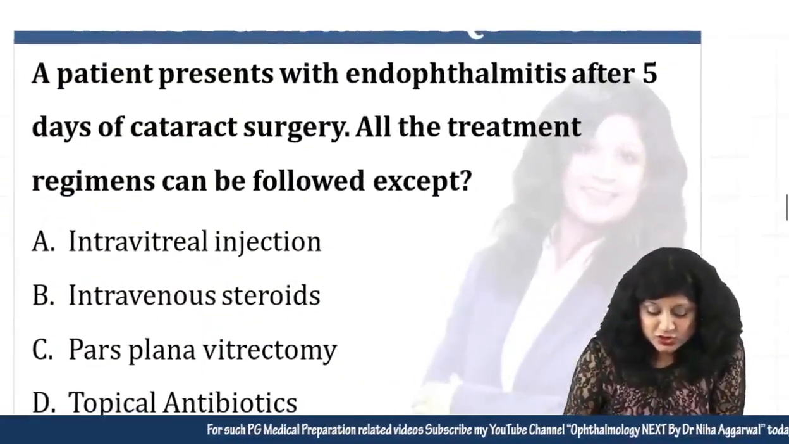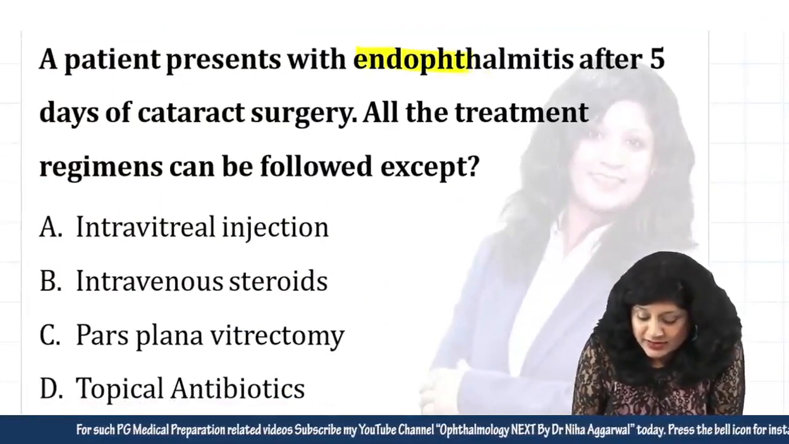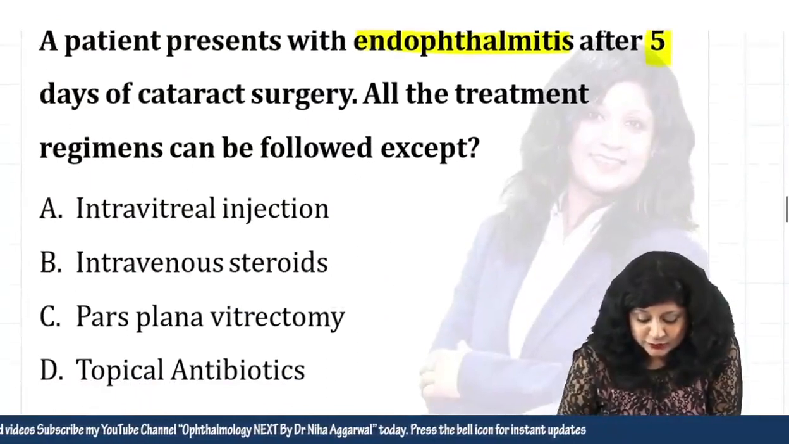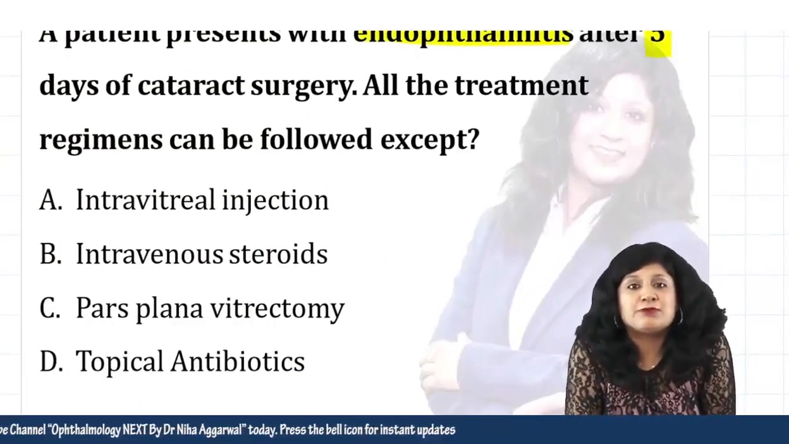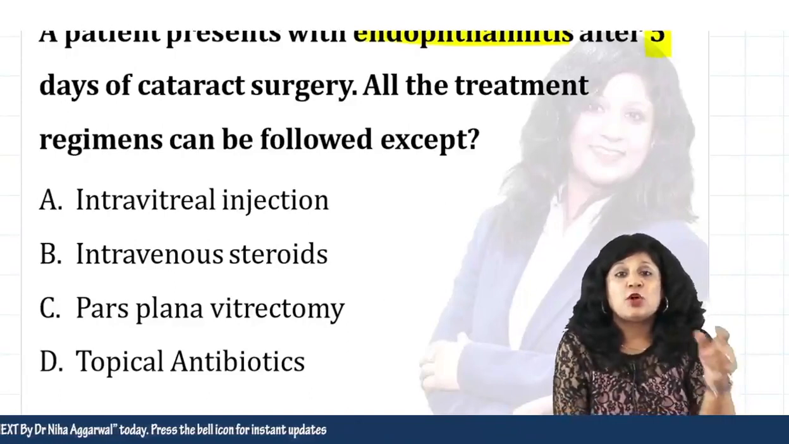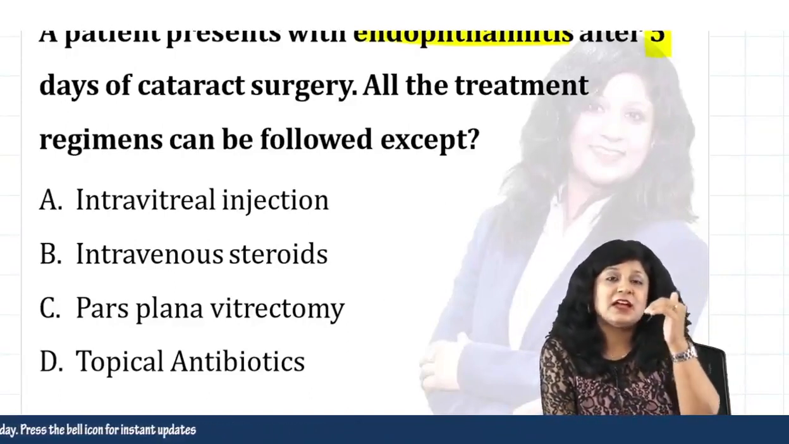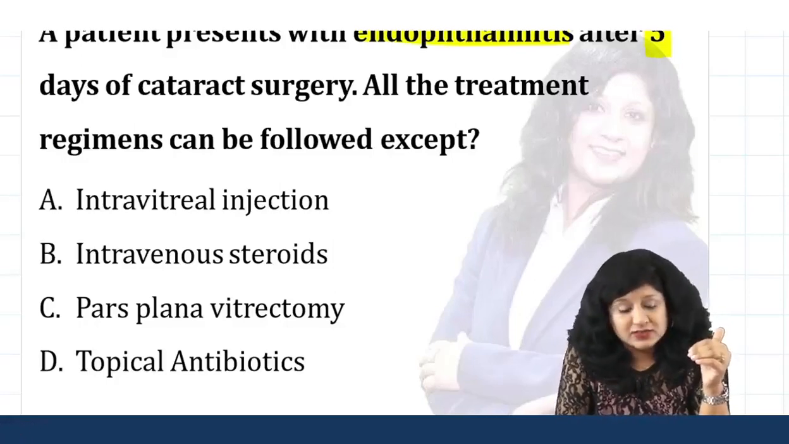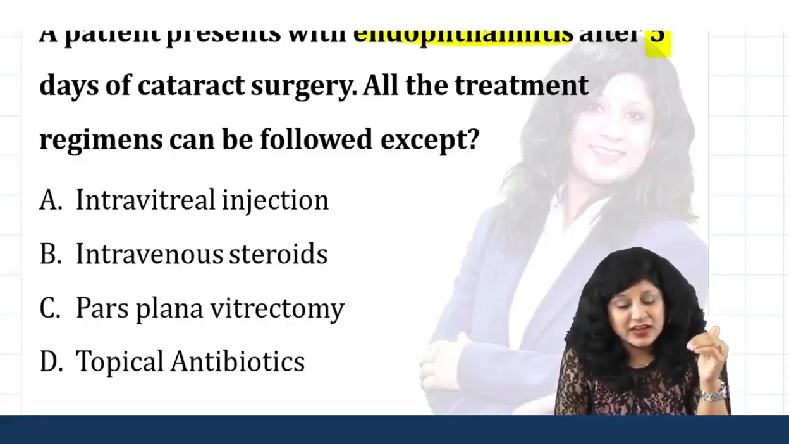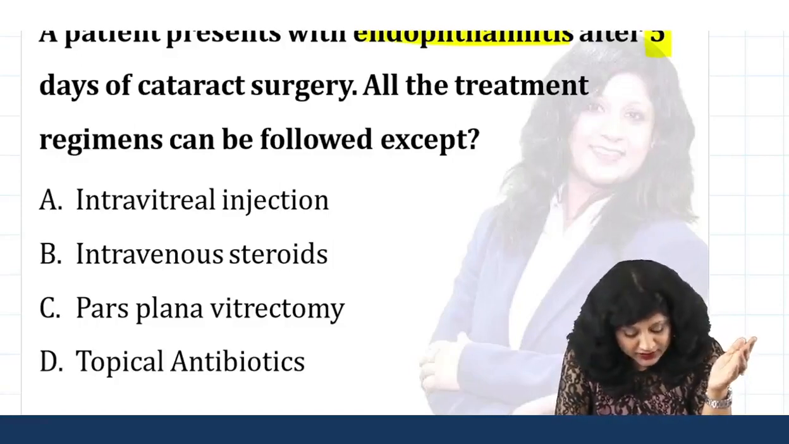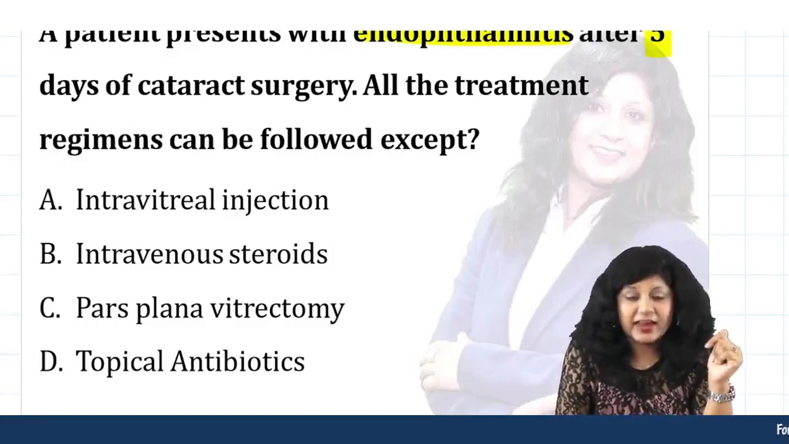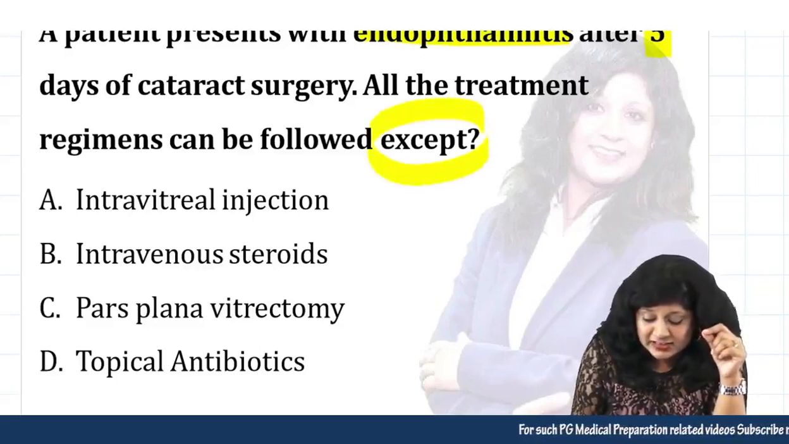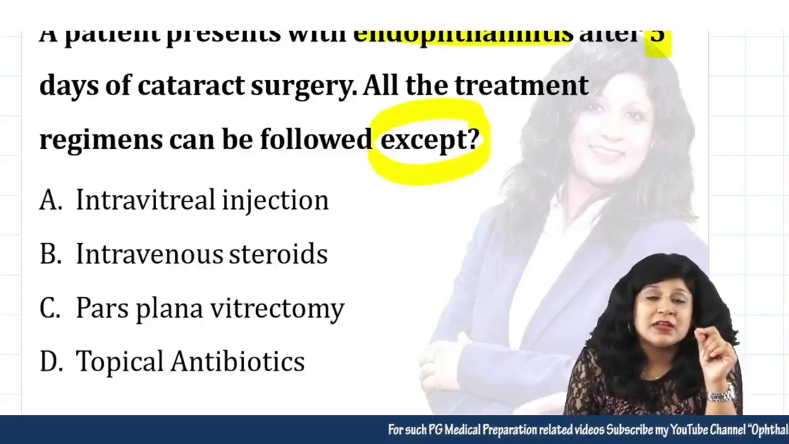Next question, a patient is presenting with the endophthalmitis which is occurring after 5 days of the cataract surgery. All of the following treatment regimens can be followed except. So, what they are saying is that when a patient is presenting with the endophthalmitis, how should you start? The options are intravitreal injection, intravenous steroids, pars plana vitrectomy, and topical antibiotics.